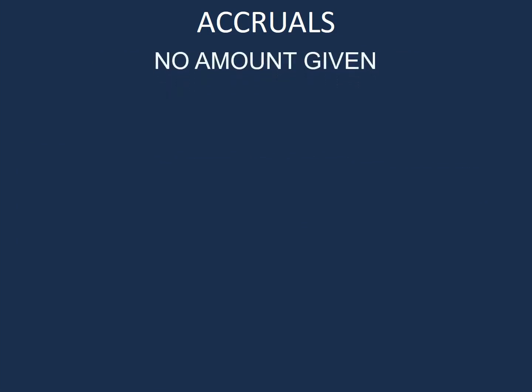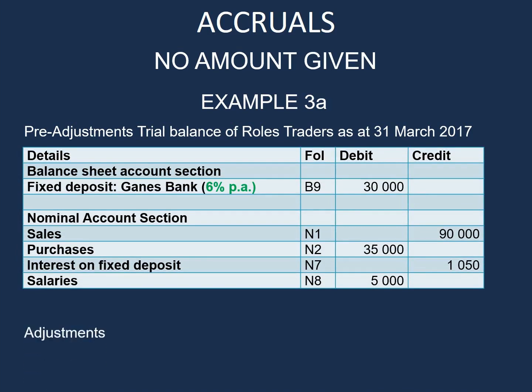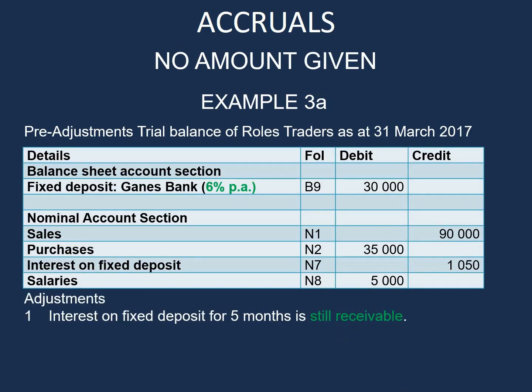The following two examples relates to when no amount is given. Let's have a look at example 3a. Again, we can have a look at our pre-adjustment trial balance for Rolls Traders as at 31 March 2017. And our adjustments is that interest on fixed deposit for 5 months is still receivable. So we are required to identify the two accounts from the adjustments.